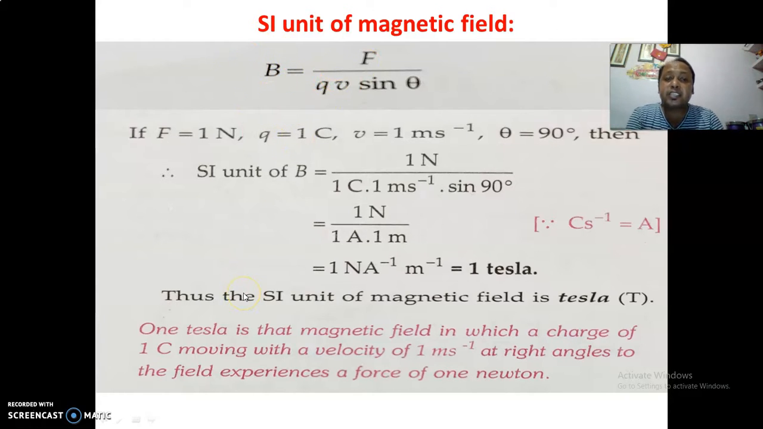Now Tesla is the SI unit of magnetic field. The CGS unit of magnetic field is Gauss. The relation between Gauss and Tesla is, Gauss is represented by capital G, and 1 Gauss is equal to 10 raised to the power minus 4 Tesla. So this you need to remember all the time.